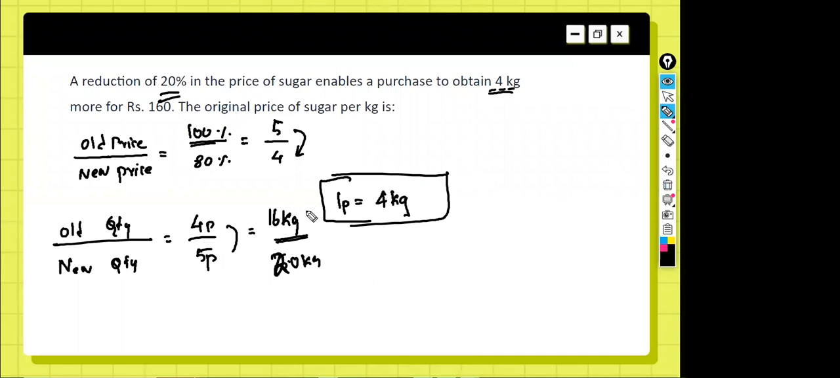So initially, he's buying 16 kgs for 160 rupees. See, we are just cancelling it, Mangesh. We get 10/8. If you further cancel it, 5/4. So if the price ratio is this, we know that quantity is inversely proportional. Inversely proportional means you have to invert this and write it. If it is 5/4 here, you have to write it as 4/5.